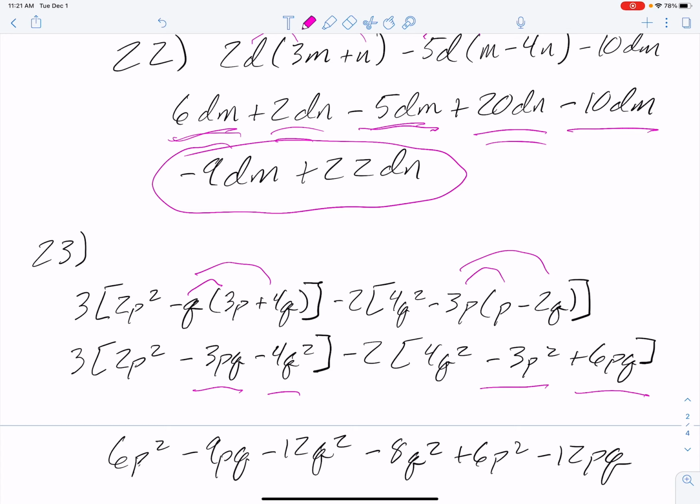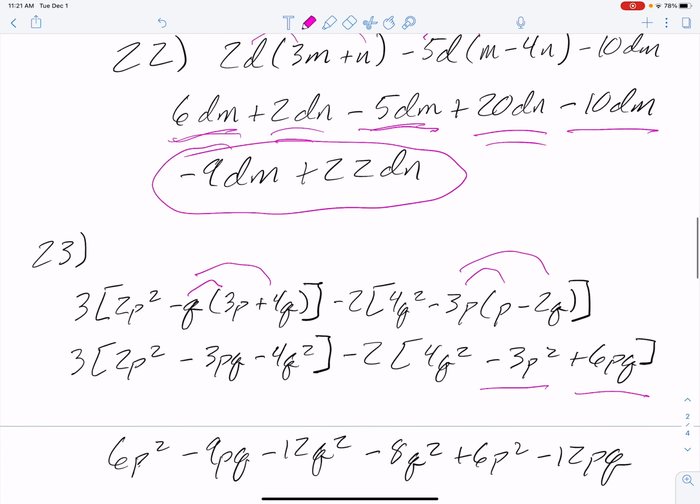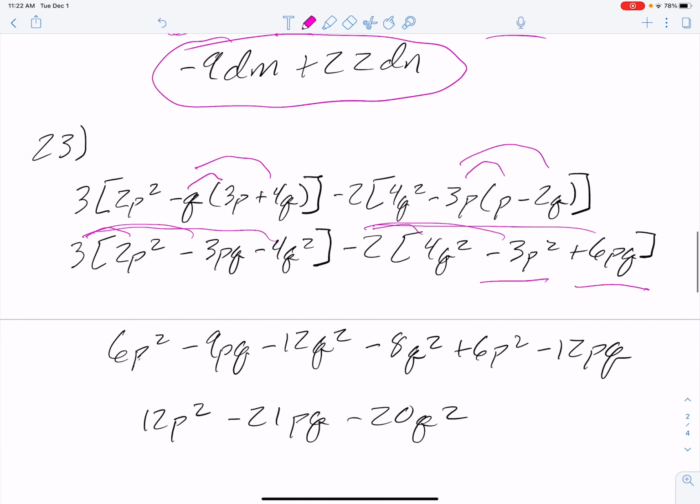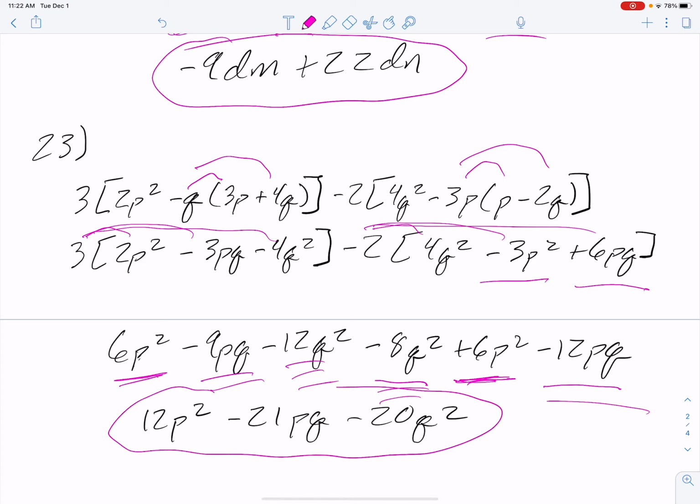Inside my first bracket, I don't see any like terms. Inside my second bracket, same thing, I don't have any like terms. So I'll distribute my 3, my negative 2m. Again, notice I'm distributing negative 2m, so I get negative 8q squared plus 6p squared minus 12pq. And now I can start looking for like terms. 6p squared and 6p squared get me 12p squared. Negative 9pq minus 12pq gets me negative 21pq. And then negative 12q squared and negative 8q squared gets me 12p squared minus 21pq minus 20q squared.